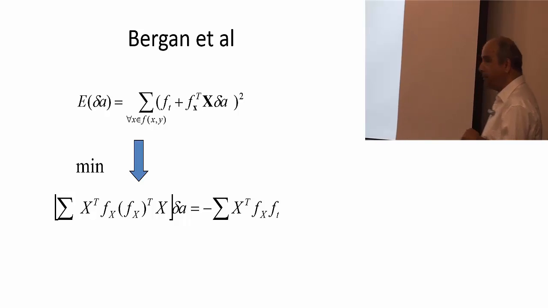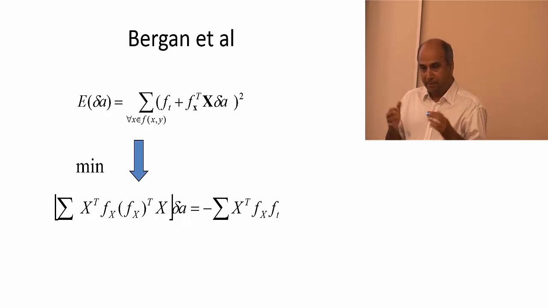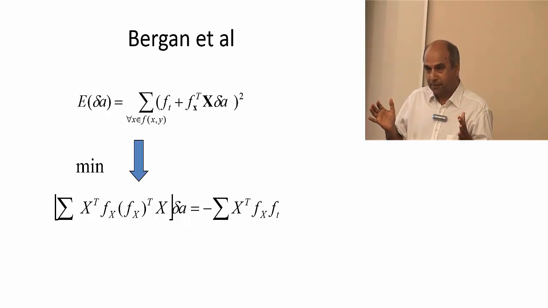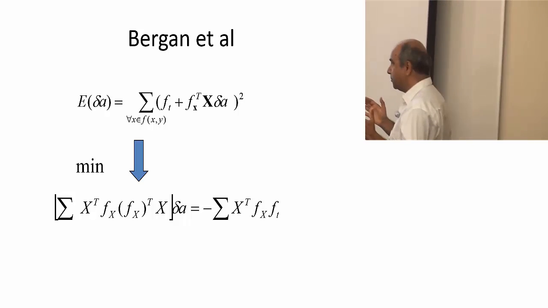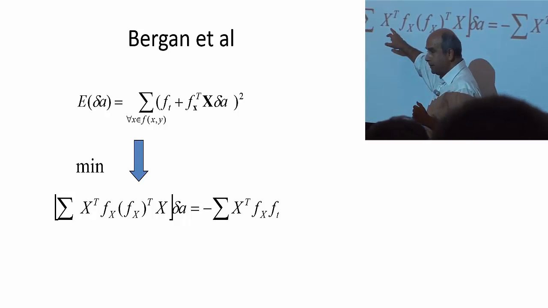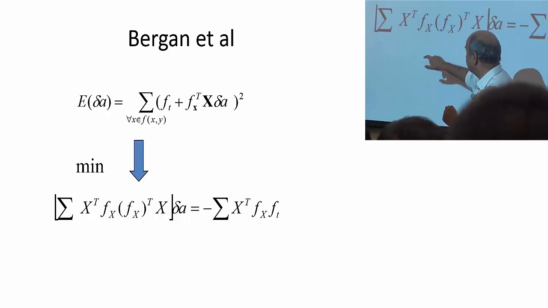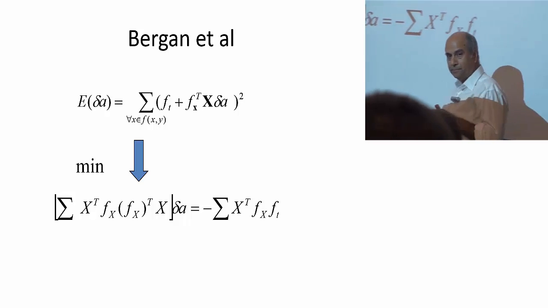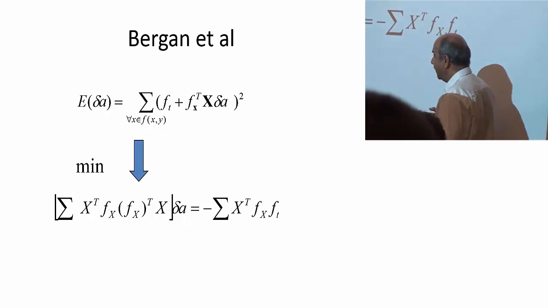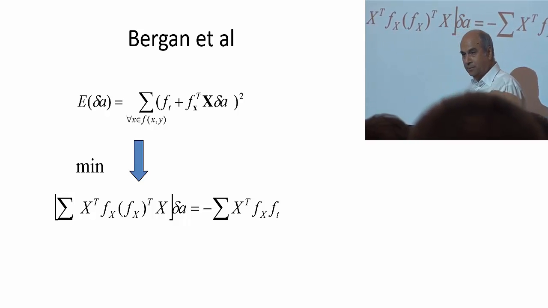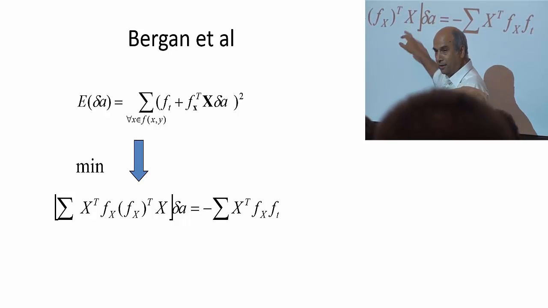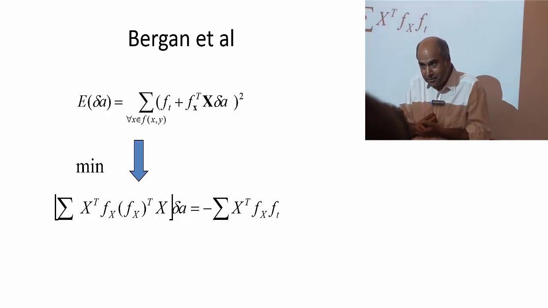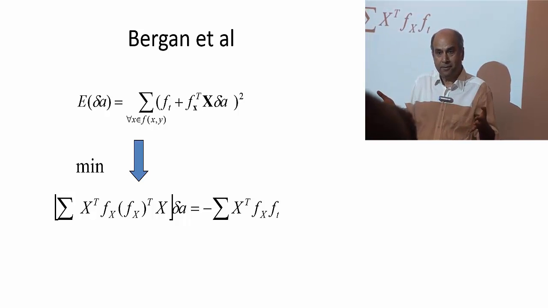So remember what x was? X was a matrix. How many rows? 2. How many columns? 6. What will be x transpose? 6 by 2. How about fx? 2 by 1. And how about this one? 1 by 2. Then the product will be a 6 by 6 matrix.